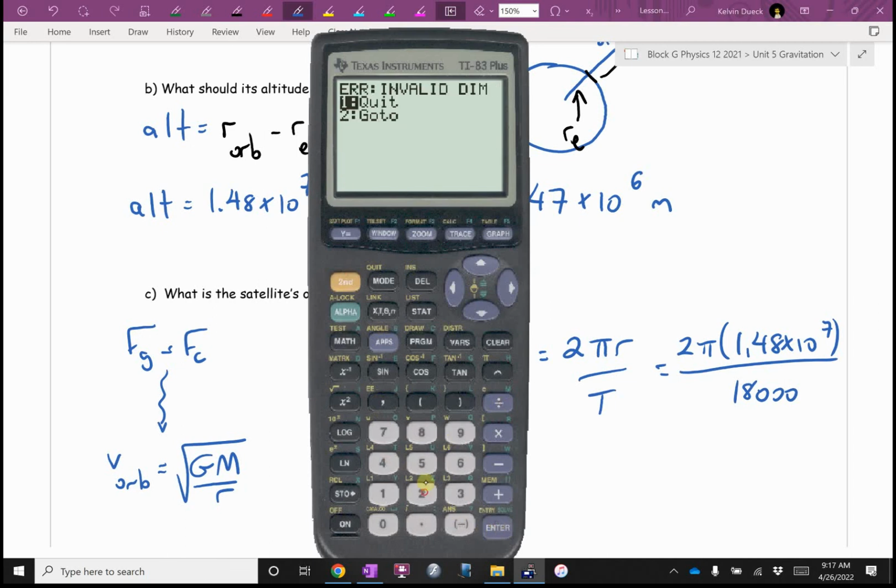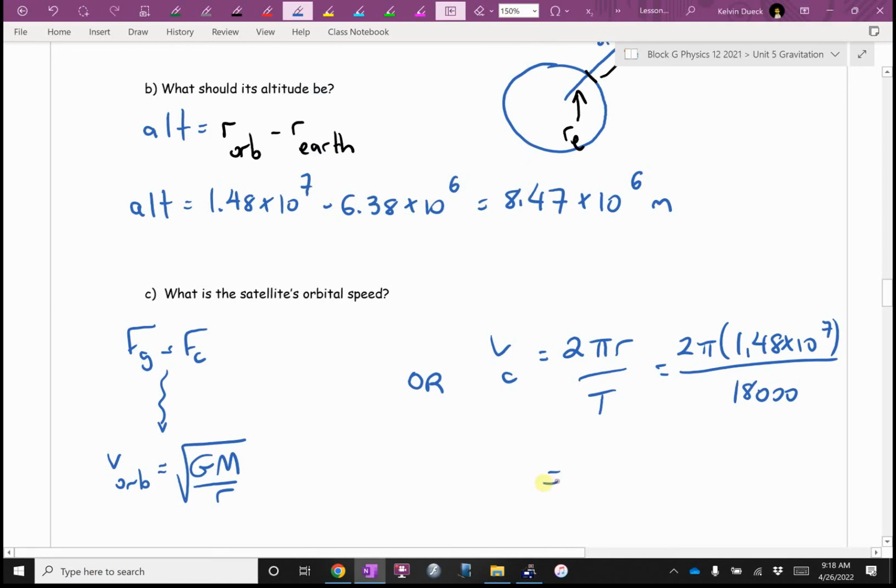Oh, typo. What did I do? Divided by answer button, square root. Is that the same thing you folks have as well by going 2 pi r over the, yeah, doesn't matter. 5,180. I told you orbital speeds are usually in the thousands. Are we in the thousands? We probably did this right.